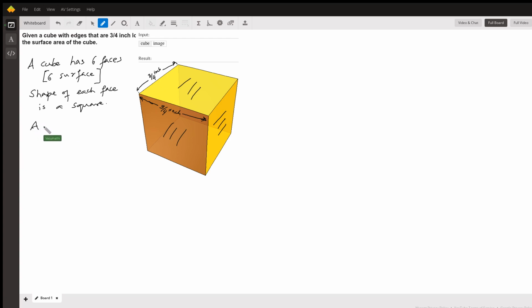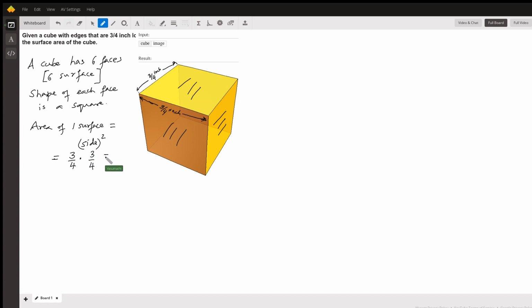So area of one surface equals, so you know in a square, because the sides are equal, you have to take the length of one side and square it. That gives you the area of one surface. So this will be 3/4 times the 3/4. Because when you say side squared, that means side multiplied by side.